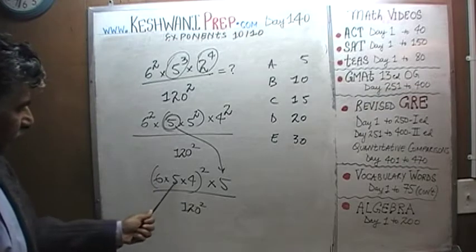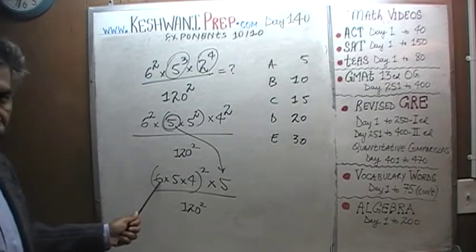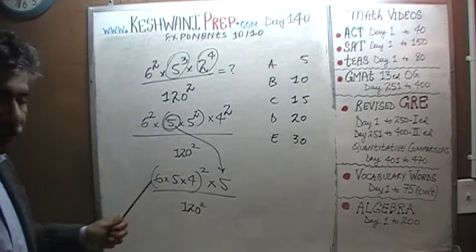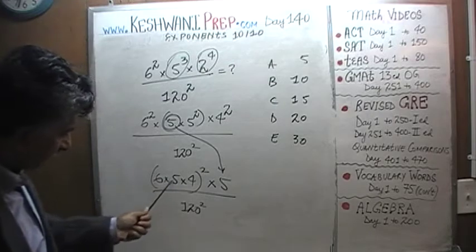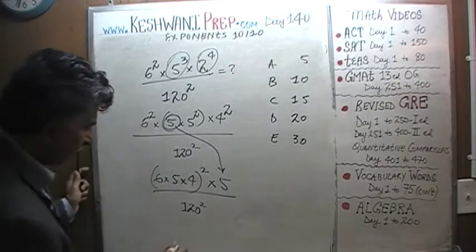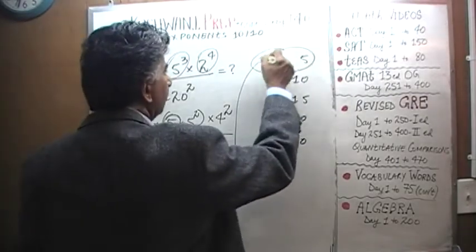Now what do you suppose 6 times 5 times 4 is going to be? 5 times 4 is 20, and 20 times 6 is 120. This 6 times 5 times 4 squared is 120 squared. They cancel each other out. The answer is it is equal to 5.